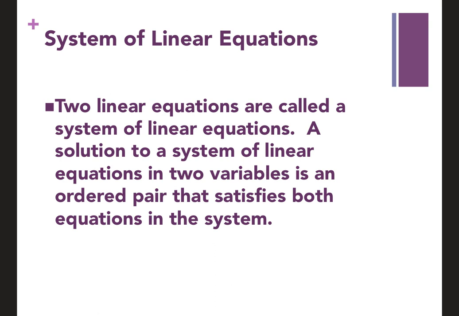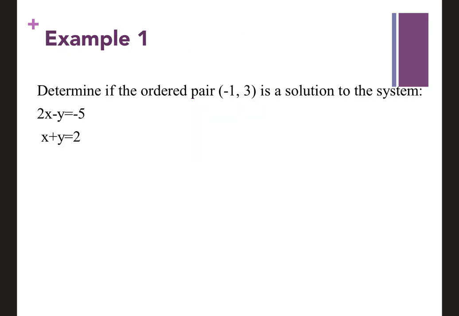So a solution to the system of linear equations in two variables is an ordered pair that satisfies both equations in the system. So answers here are going to be xy coordinates. This says determine if the ordered pair -1, 3 is a solution to the system. If you wanted to work backwards and check, you take that coordinate point, which is your x and your y, and plug it into both equations. In order to check to make sure it works, it has to work for both.